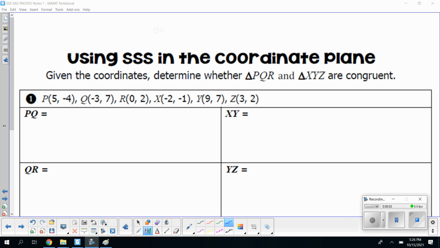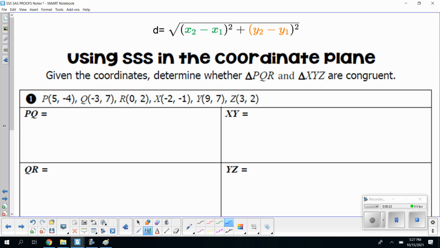Okay, geometry students, today we are going to use side, side, side in the coordinate plane. When we are given coordinates, we're going to determine whether the triangle PQR and the triangle XYZ are congruent to each other. In order to do that, we need to utilize our distance formula.